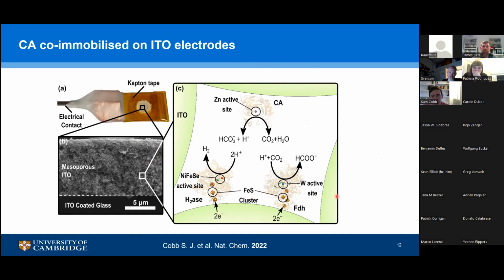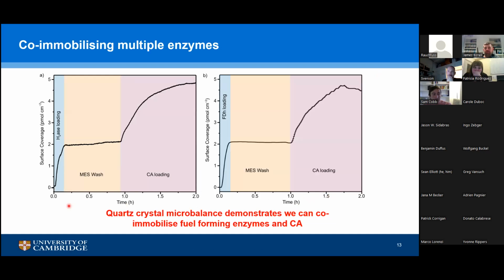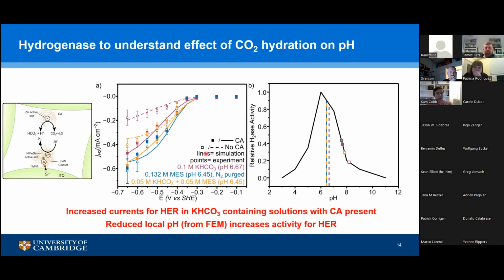And if we want to immobilize enzymes in ITO, the first thing we need to be able to do is prove we're immobilizing enzymes in ITO. Fortunately, we can do this with QCM, so this allows us to show that we can co-immobilize these enzymes. I'm not going to dwell too much on this, but this gives us proof that we can actually load these enzymes quantitatively into our materials. And when we do this, we can actually start to study the effect of CO2 hydration.